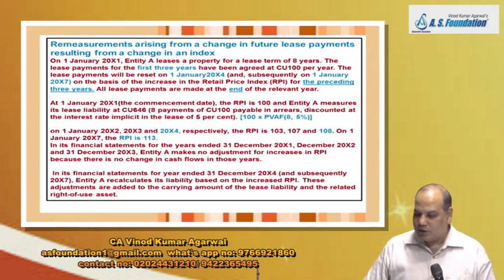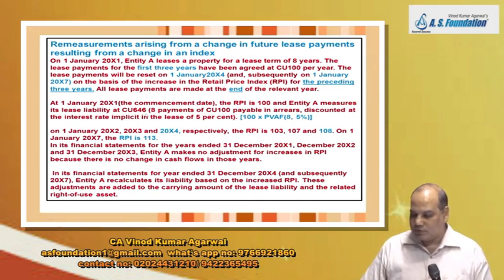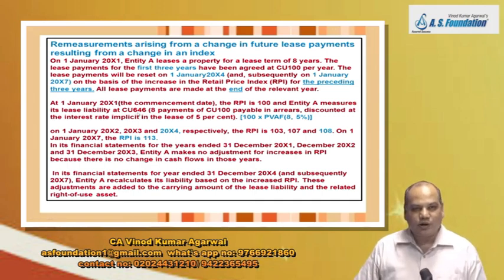Entity A measures the lease liability at 646. Now how did they calculate 646? In the exam you will have to calculate it. Check on your calculator. What is the installment period? 8 years. And how much is the interest rate implicit in the lease? 5% given below. So just take on your calculator 1 divide by 1.05.